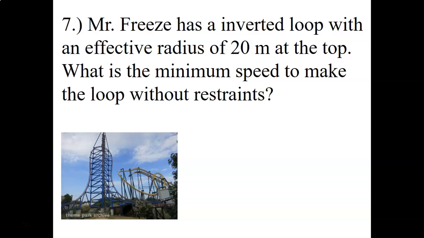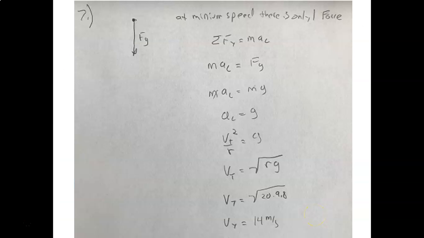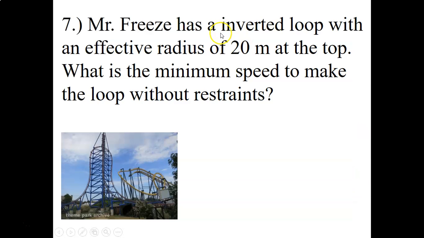So we've got Mr. Freeze, which has an inverted loop with an effective radius of 20 meters at the top. What is the minimum speed required to make the loop without restraints? So basically what we're saying is, what's the slowest we can spin the ball without the string going slack? Okay. So at the minimum speed, there's no other forces. There's only one force. That's the force of gravity.